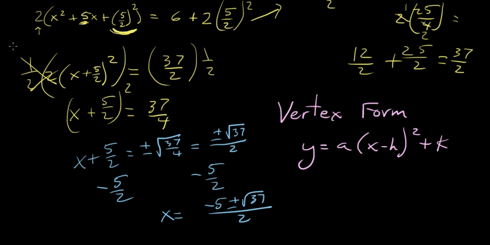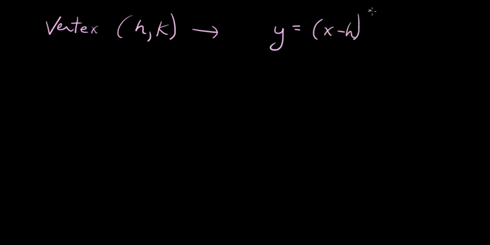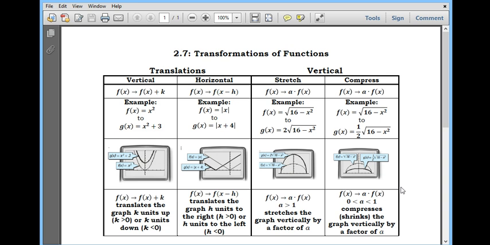Well, let's start with a new page here, and we'll talk about this. Okay, if the vertex is at h, k, then the vertex form of the equation is y equals x minus h squared plus k, or a times x minus h squared plus k.